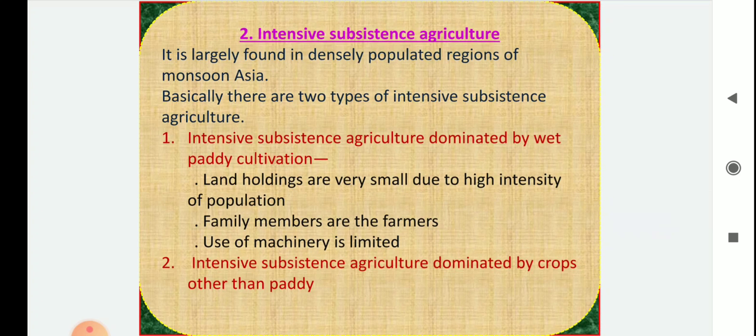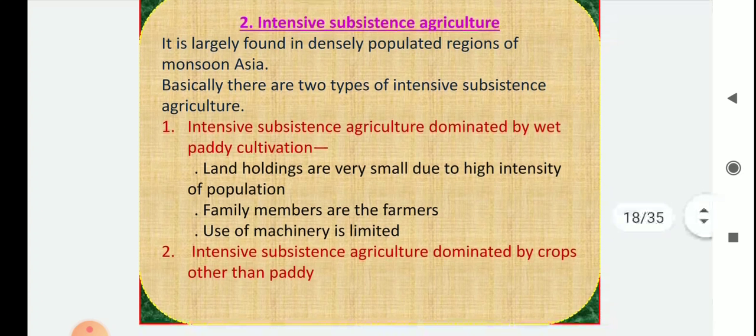If we talk about intensive subsistence agriculture, it is found in densely populated areas. The first type is dominated by wet paddy cultivation, that is, the rice crop. Land holdings are very small, and family labor is used. There is very little use of machines; manual labor is used in this type of agriculture, and farmyard manure is used. Yield per unit area is high but yield per labor is low.